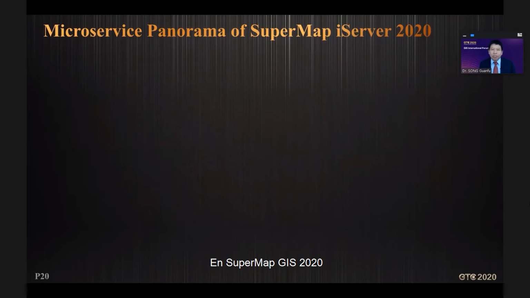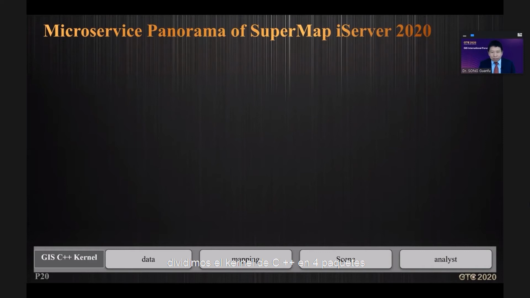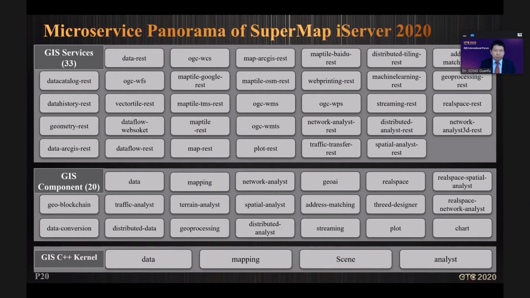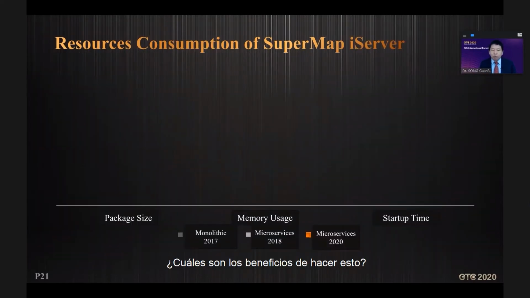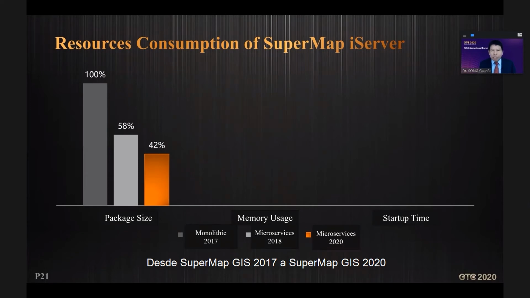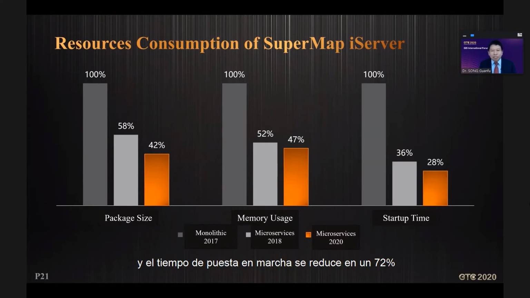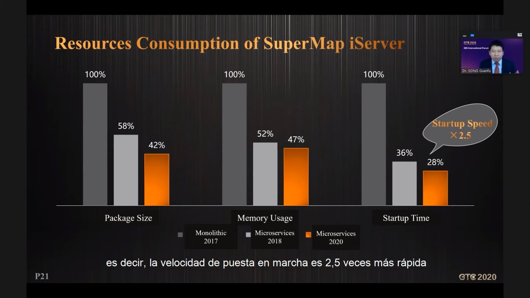In SuperMap GIS 2020, we divided the GIS C++ kernel into 4 packages. We provide 20 Java components and 33 web services. What are the benefits of doing this? It will reduce computing resources consumption. From SuperMap GIS 2017 to SuperMap GIS 2020, the average package size is reduced by 58%. The memory usage is reduced by 53%. And the startup time is reduced by 72%. In other words, the startup speed is 2.5 times faster.